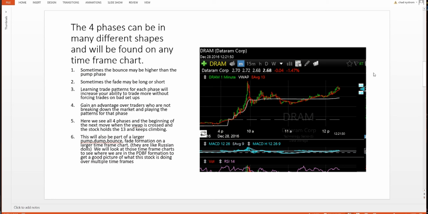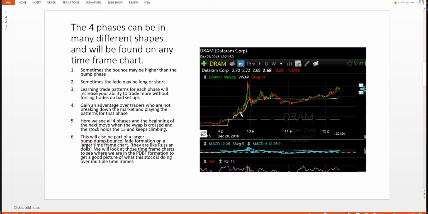Now, these things are like Russian dolls. They're inside of all different time frames. It's one inside the other, inside the other, inside the other. And so we'll see an example of that in this slide, in DRAM. This is the same stock as the earlier slide, just with further progress through time and through the chart. We're still on the minute chart on both.